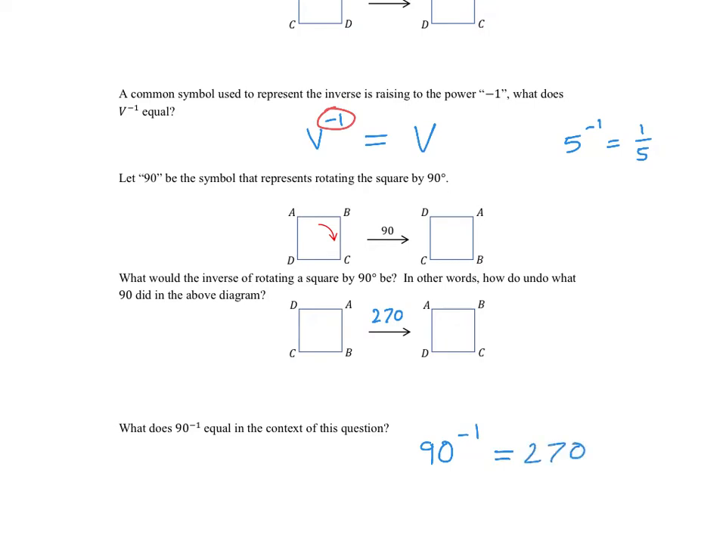Right? The only objects that we have are the symmetries. And here when we write 90 and 270, we don't mean the number 90, we mean rotating the square by 90 degrees, or rotating it by 180 or 270.